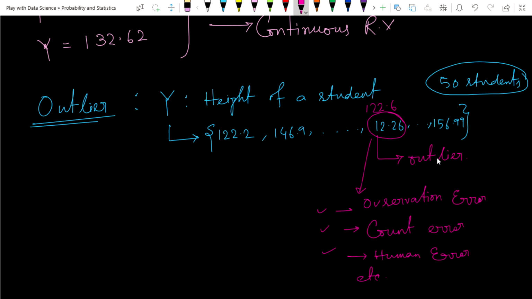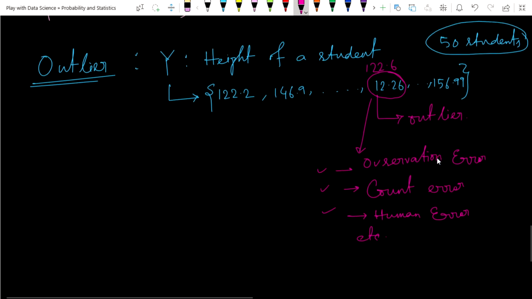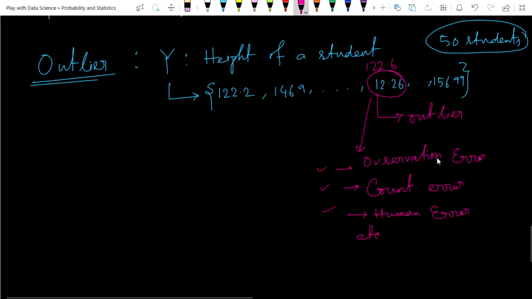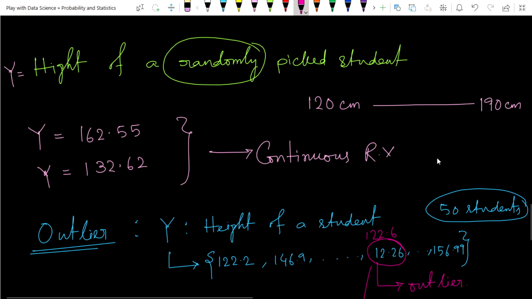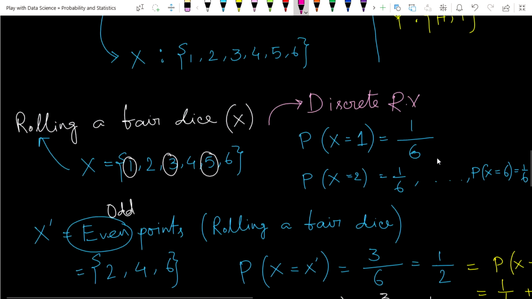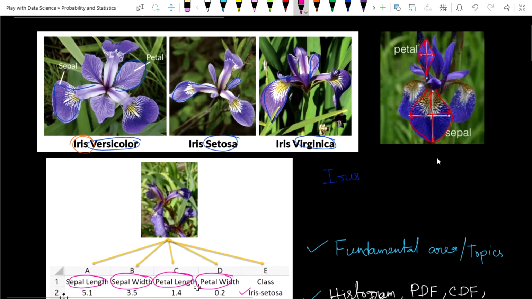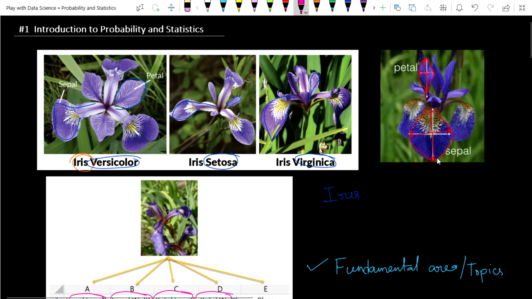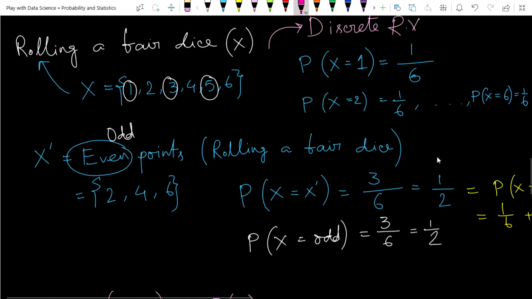Now how do we find this kind of outlier? What kind of statistical tools do we have to find this? We have already known the concept of probability. Now the thing is how statistics comes into the picture, into the world of probability, into the world of machine learning. Just see the example.